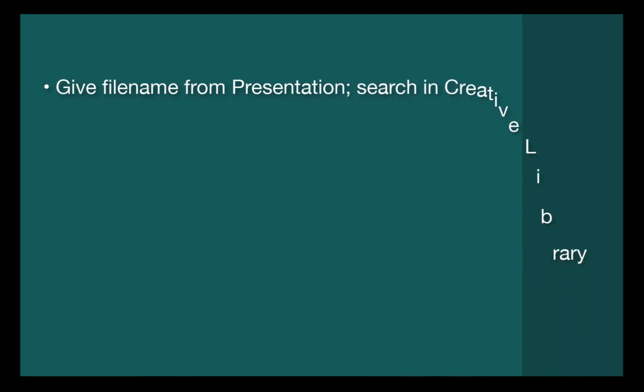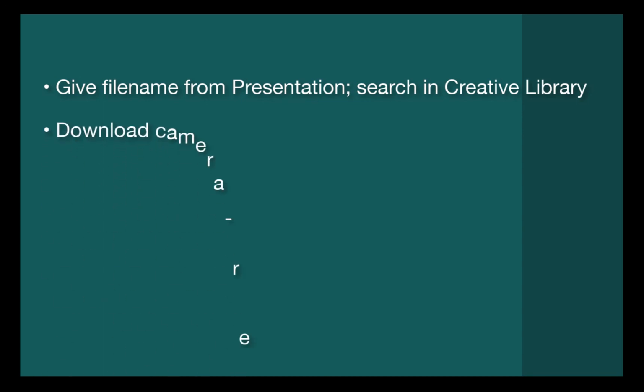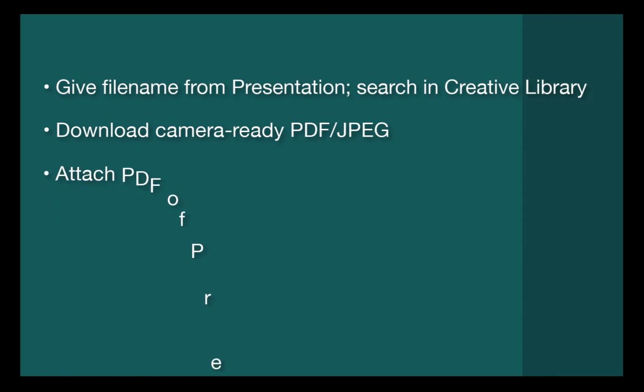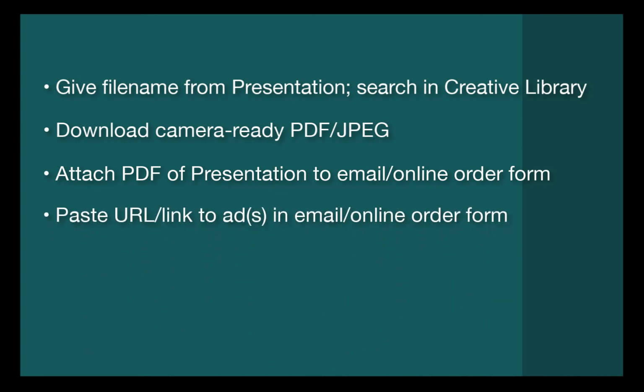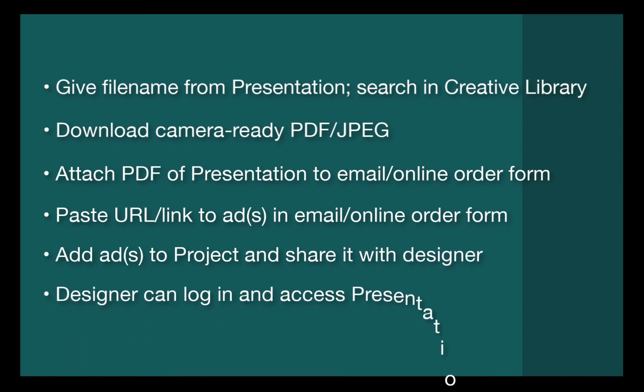So just to recap, you can give the designers the printout of your presentation and they can put the Metro file names into the Creative Library. You can download and send the high-res PDF for print or JPEG for web. You can attach a PDF of your presentation to an email or an online order form. You can send the URL or the link that will go directly to the ad, either by email or an online order form. You can share a project with a designer, or the designer can go right into your presentation and retrieve the files themselves. So there are a lot of different options, so you can figure out what works best for your particular workflow.